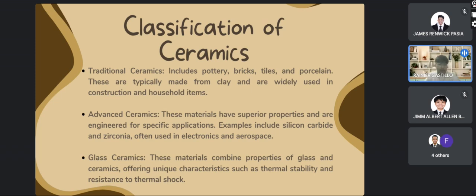Last is the glass ceramics. These materials combine properties of glass and ceramics, offering unique characteristics such as thermal stability and resistance to thermal shock. Next.